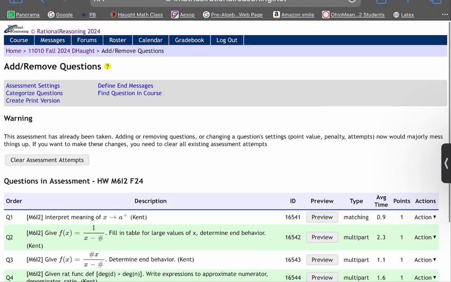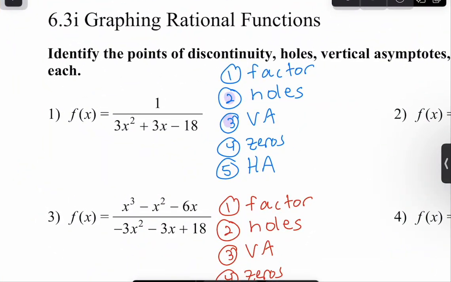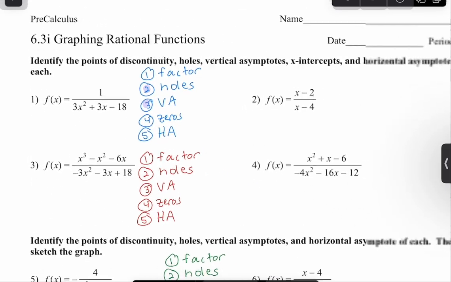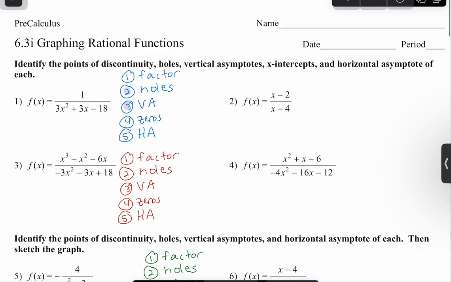Okay, so now at this time, go into Google Classroom and find the 6-3 investigation about graphing rational functions. The last section we're doing for iMath and for this part of pre-calc is section 6-3. So we are finishing mod 6 by doing the graphs of rational functions.